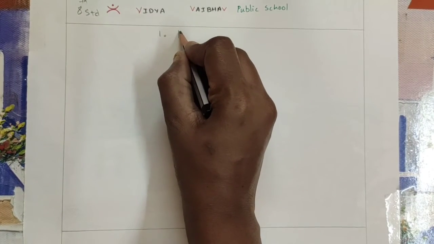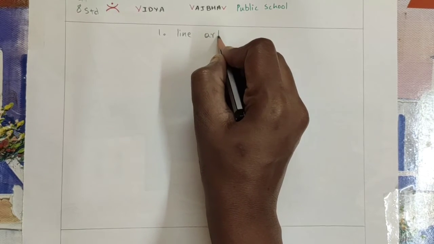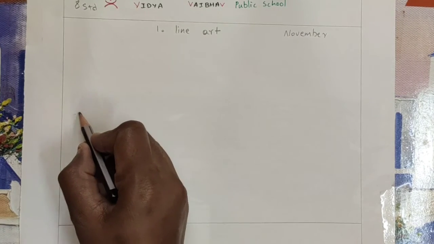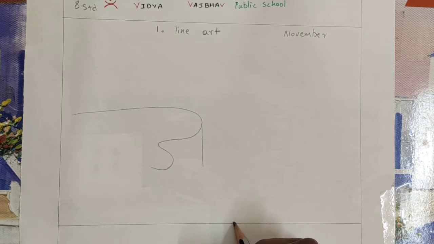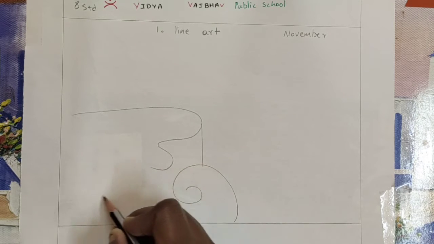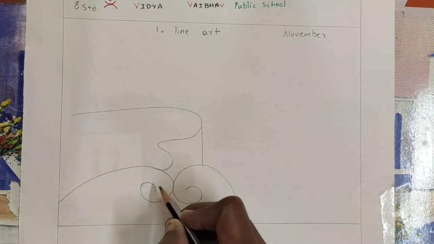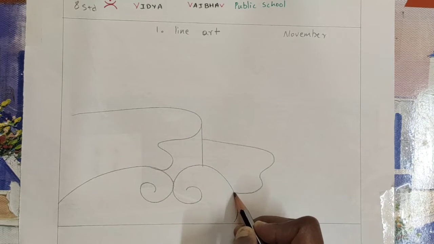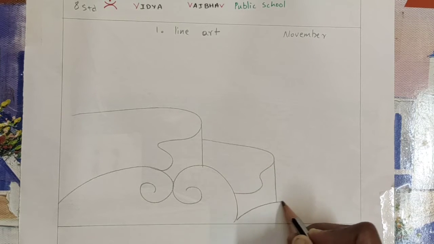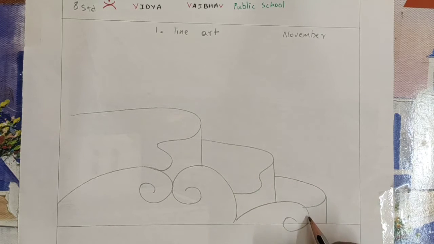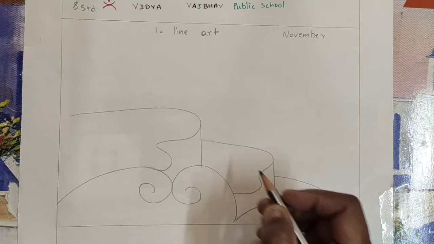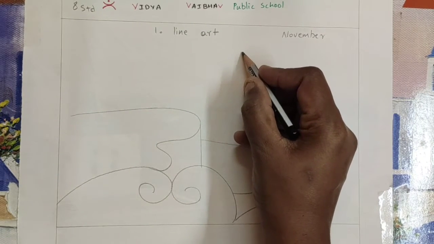The first topic we are going to learn is line art. This is for the month of November. So, draw a shape like this. This is a water wave. And again a water wave. And here I am drawing a lighthouse.